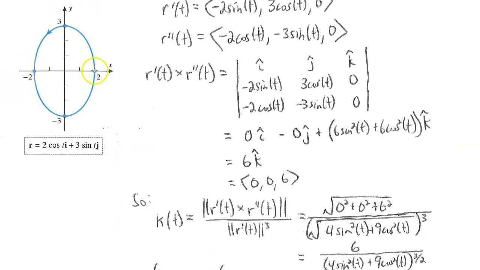So notice the curvature here was 2/9. The curvature here is 3/4. 3/4 is bigger than 2/9, right? 2/9 is just 0.2222, and 3/4 is 0.75. So you have a bigger curvature here than you do here. And again, down here at 3 pi halves, you get the same curvature as you do up there.